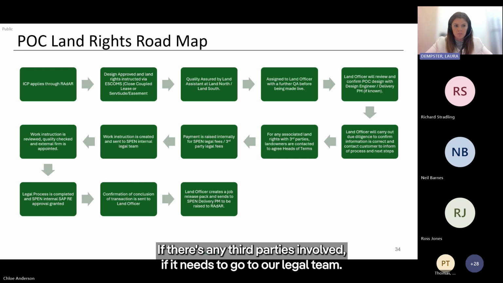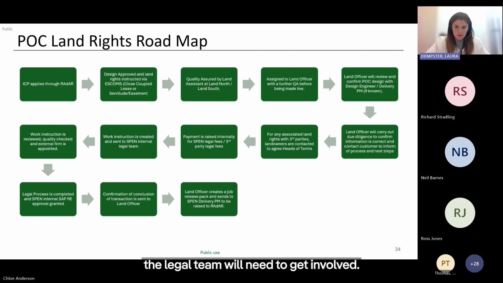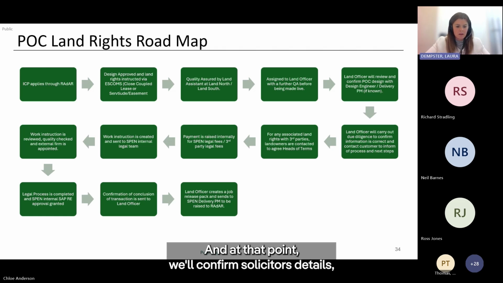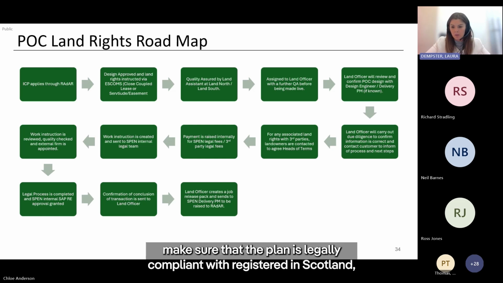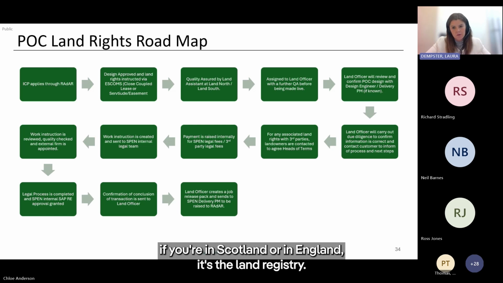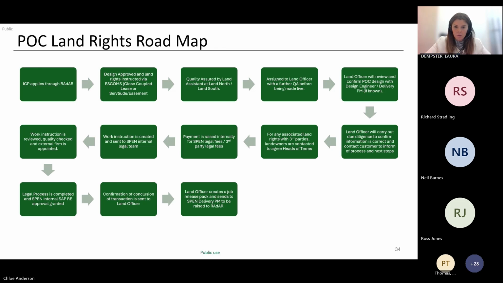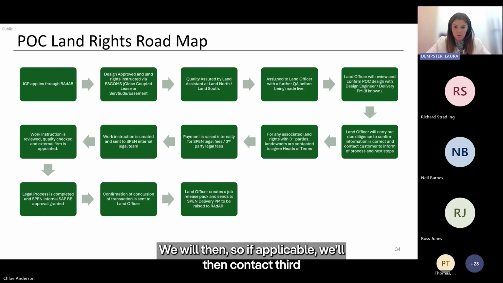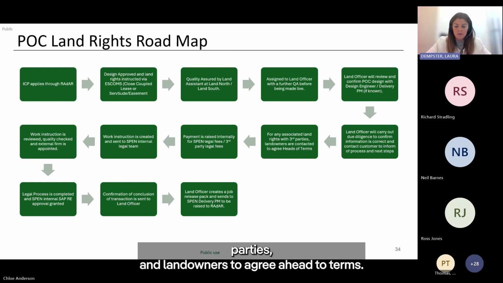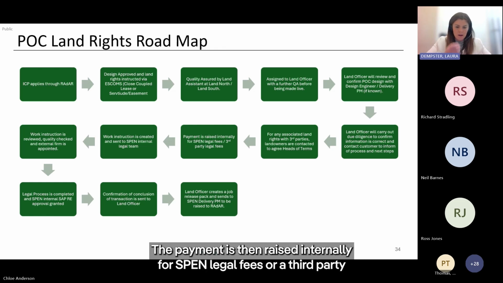As part of that due diligence, the land officer will check land ownership, if there's any third parties involved, if it needs to go to our legal team. So if it's a servitude, an easement, or a lease, the legal team will need to get involved. And at that point, we'll confirm solicitors' details, make sure that the plan is legally compliant with Registers of Scotland if you're in Scotland, or in England it's the Land Registry. Once we're satisfied that all those checks have been carried out, if applicable, we'll then contact third parties and landowners to agree heads of terms.